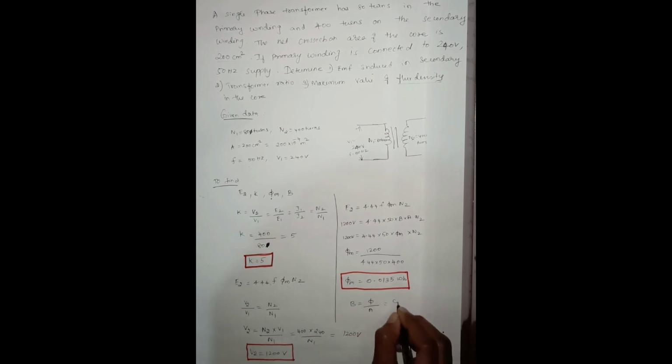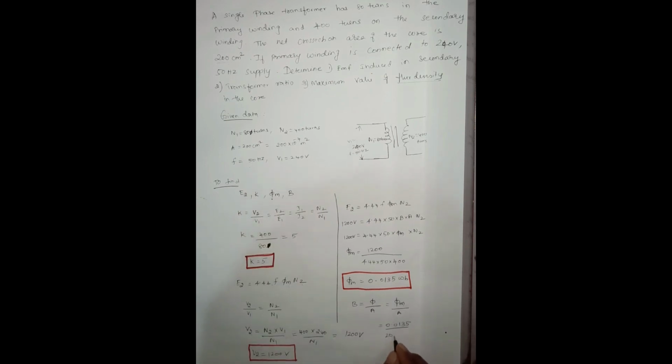I told you that you have to find the flux, but they have asked for the flux density. Therefore, you have to find flux density also. B is equal to phi by A, that is phi m by A. Phi m is 0.135 divided by A, which is 200 into 10 to the power of minus 4. Therefore, the B value is 0.675 Weber per meter square. This is the value of flux density. Okay, now we have found out the values.